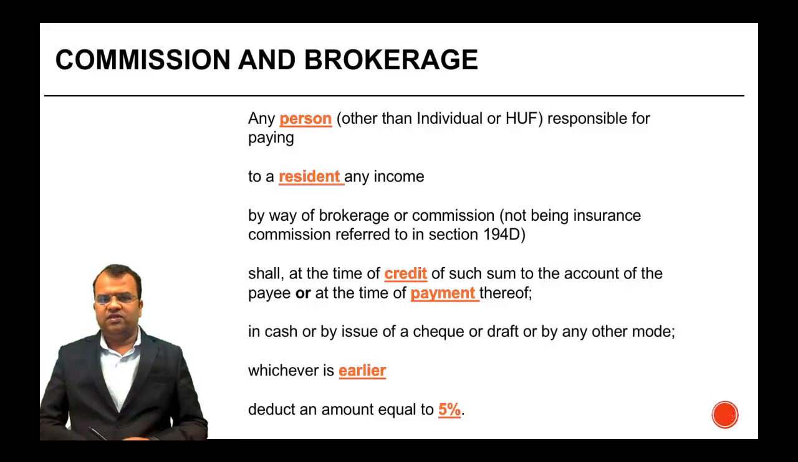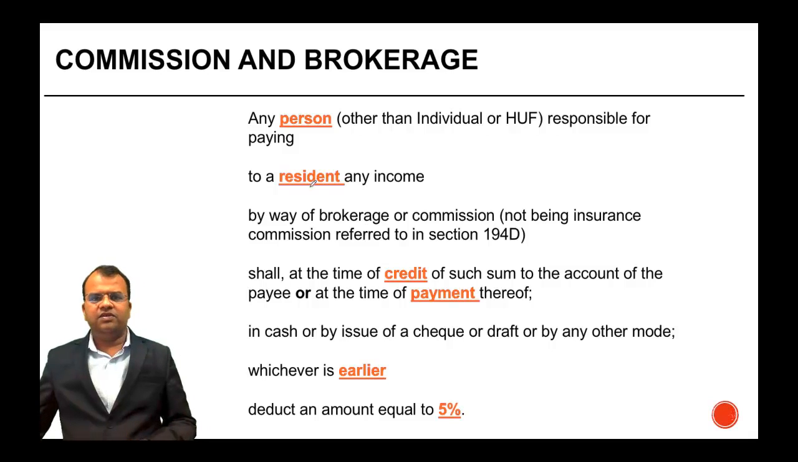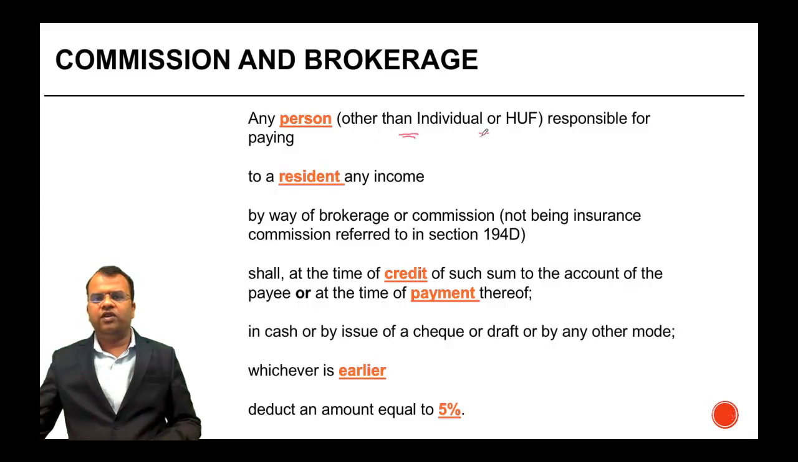Now what does the section say? The section says that any person other than individual or HUF, they are covered under specific situation, responsible for paying to a resident. If the recipient is a non-resident, this is not applicable. Any income by way of brokerage or commission not being insurance commission referred to in section 194D.